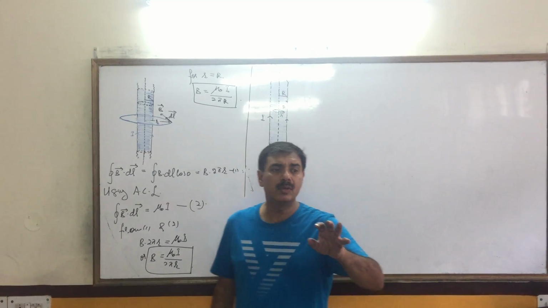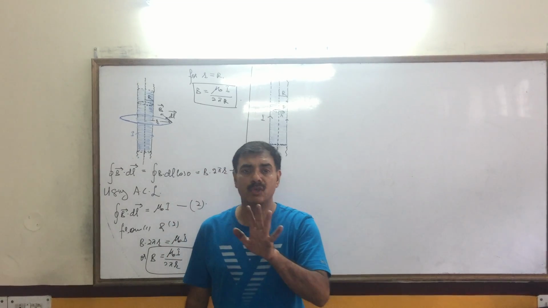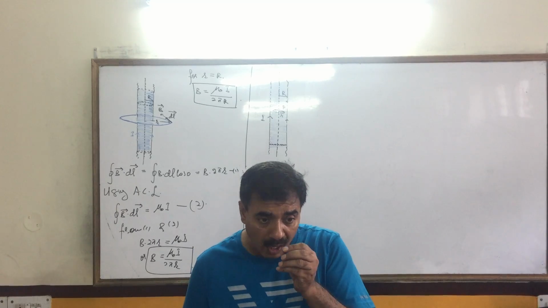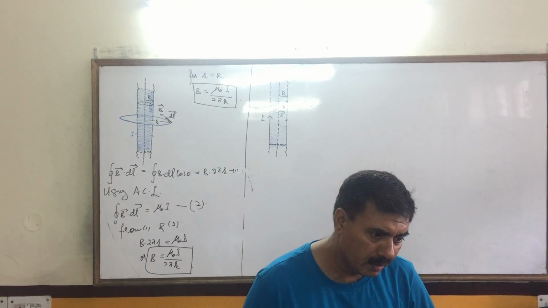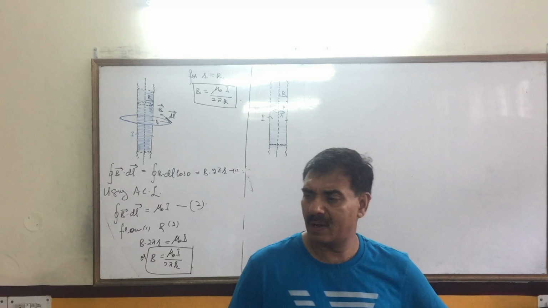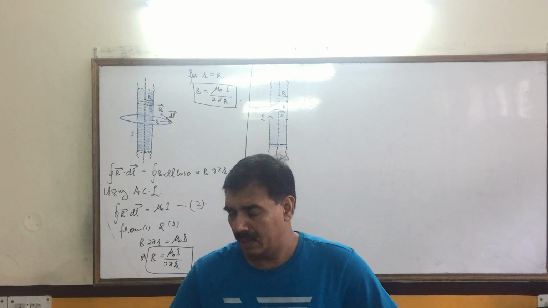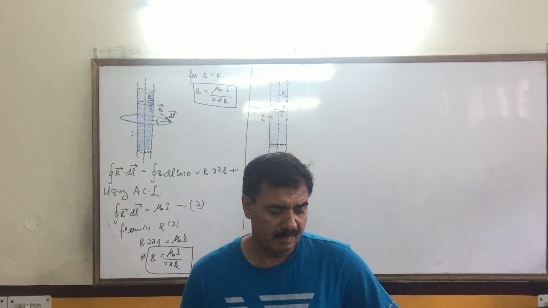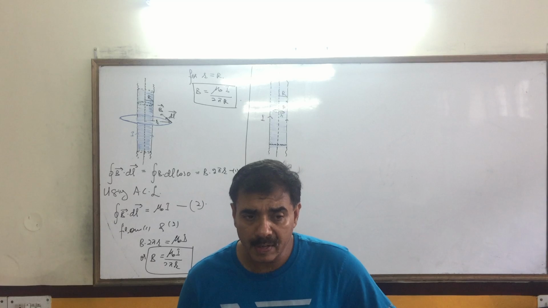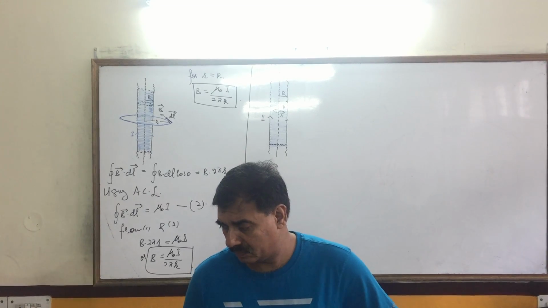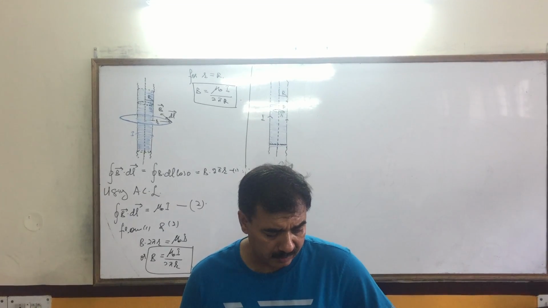I think our first aim should be to determine the current threading the closed path of radius r less than R. It will obviously be less than I. जितना r बड़ा होता जाएगा पर less than R रहेगा, the current will go on increasing. But if you go outside, then the current threading remains the maximum. But let's come back here. Let us determine the current threading the closed path of radius r less than R.